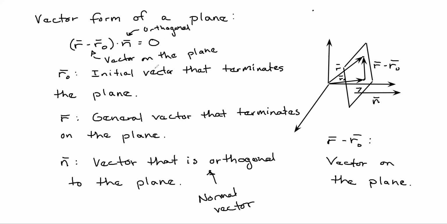That's the idea behind it: you have a general vector that terminates somewhere on the plane, and you've got a specific vector that terminates at a specific given point on the plane. When you subtract those two, it creates a vector that's on the plane. And if you dot that with the normal vector, then you always end up getting 0. Now, again, that's kind of the theory, the basic idea behind the vector form of a plane.